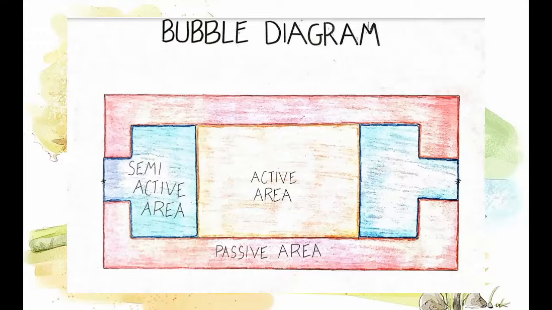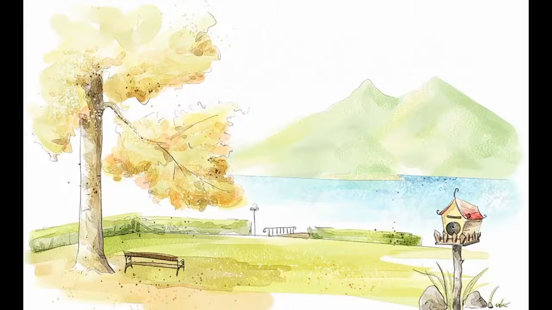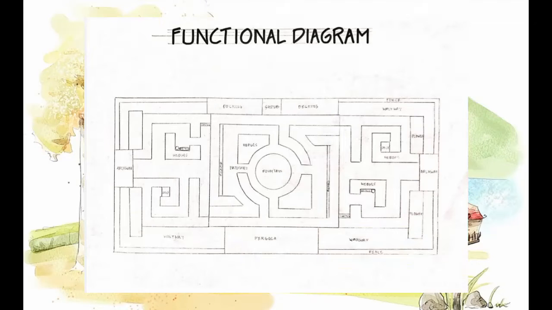Next, bubble diagram that located the activity onto 3 parts which are active area, semi-active area and passive area. This is the further step of the bubble diagram which is known as functional diagram. Switch with the theme English garden.